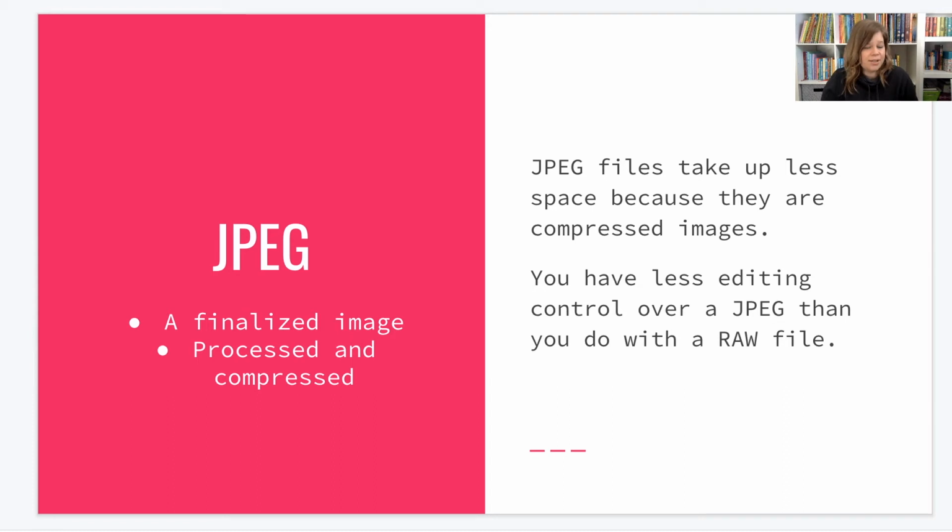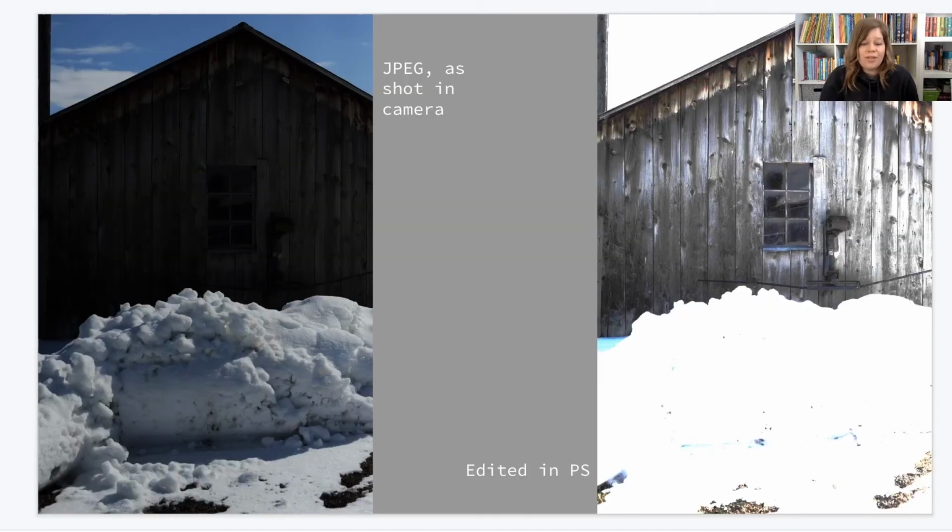They are compressed images, so they're not taking up all the space that a RAW file does, but as I mentioned, you have a lot less control over editing them compared to what you have with a RAW file. So on the left, you've got the JPEG version of what I shot earlier. Remember, I told you I set a setting in my camera where I could shoot a RAW and a JPEG at the same time, so I got two files with one snapshot, and this is the JPEG version of that.